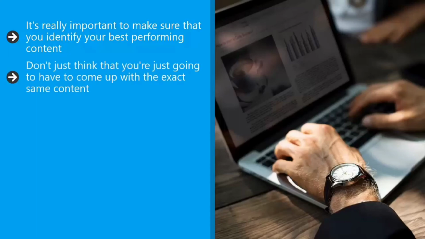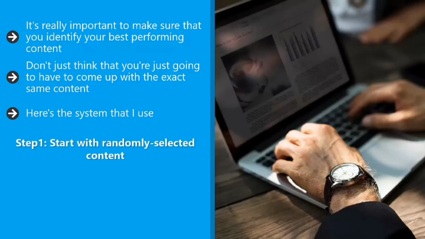Don't just think that you're going to have to come up with the exact same content. That's not going to cut it. Also, don't think that you only need to give your system a few days for you to identify your winning content. Here's the system that I use. Regardless of whether you are completely automating your system or you're manually doing engagements, you need to do the following as far as content optimization goes on Twitter.